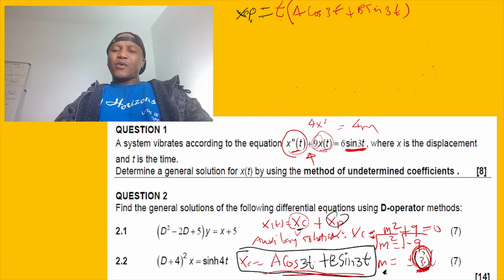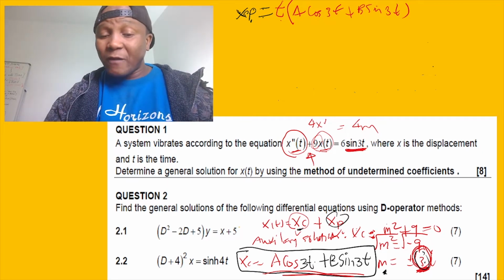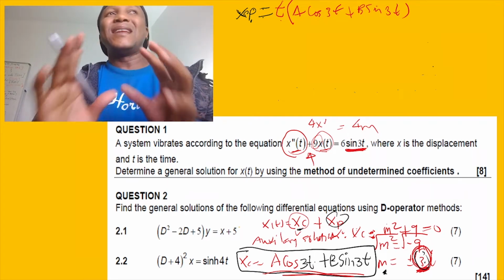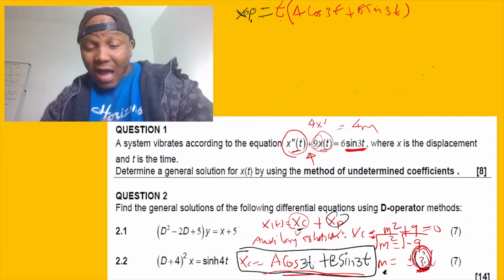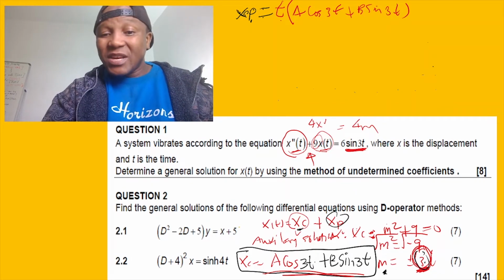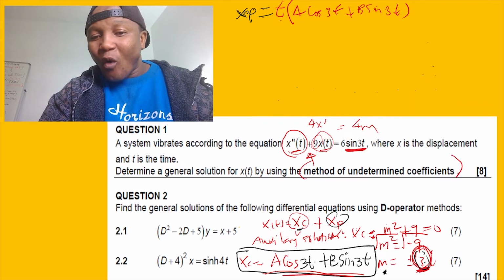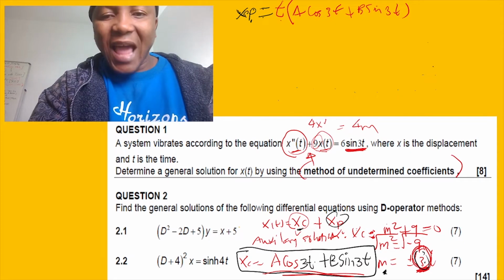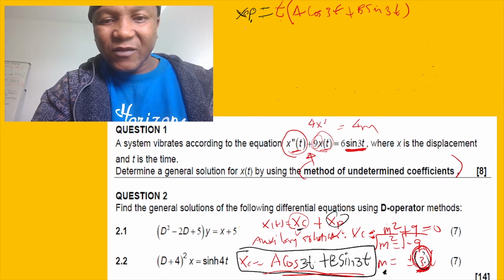Let me say something very, very important. Differential equations, my beautiful family, are different. It depends on the look. Like, if I look like this, I'm going to do it this way. That's why even here they say use the method of undetermined coefficients. So now we're going to find xp first derivative.